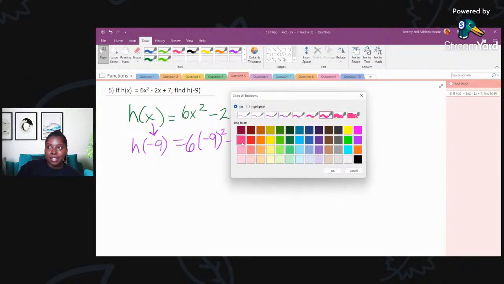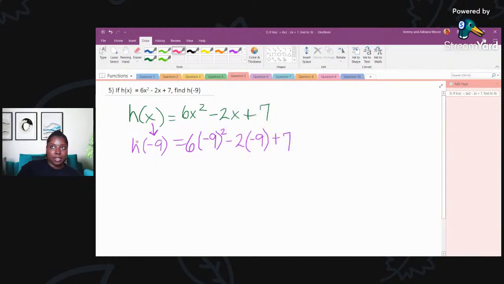Okay, so let's go ahead and try it. h of negative 9. Okay, remember this is negative 9 times negative 9, which is 81. Okay, we can look at this as a negative 2 times a negative 9. A negative times a negative is a positive. And 2 times 9 is 18. And then just bring down that plus 7.